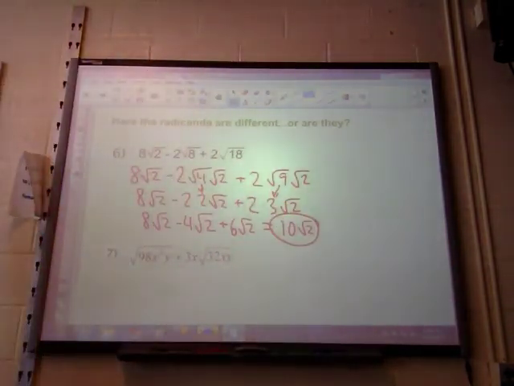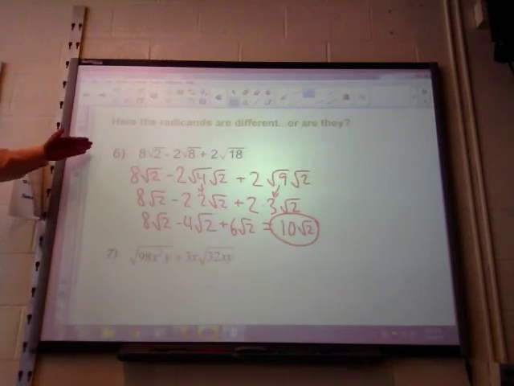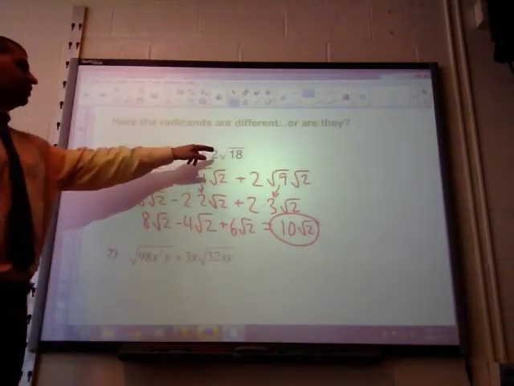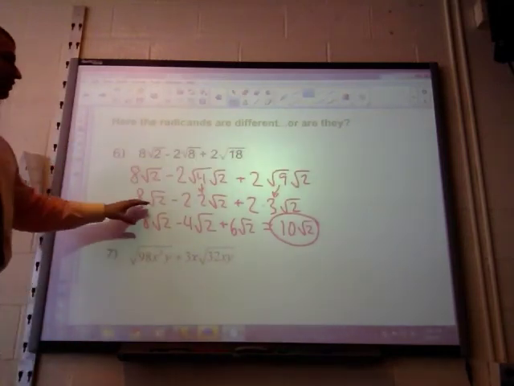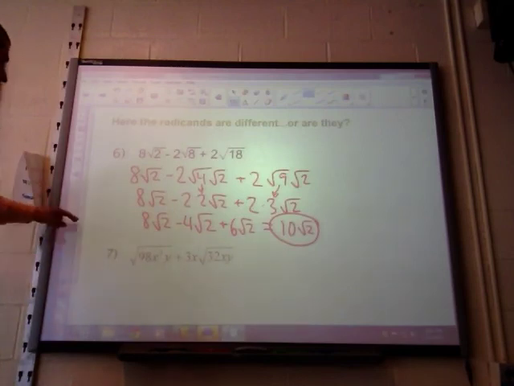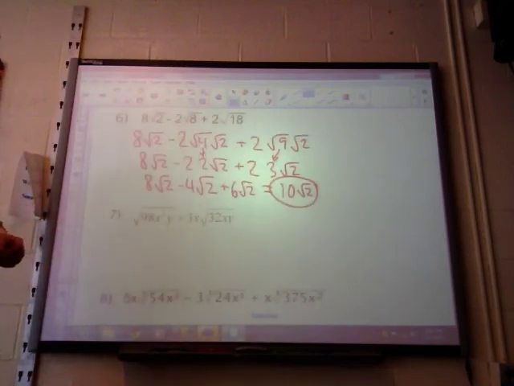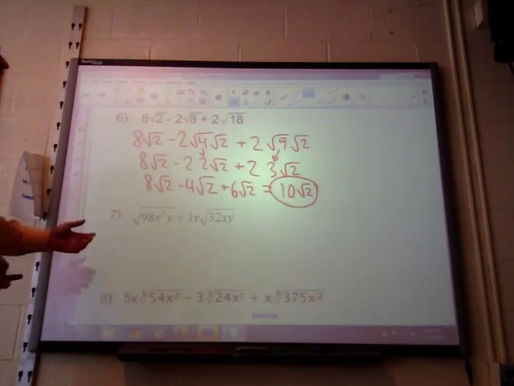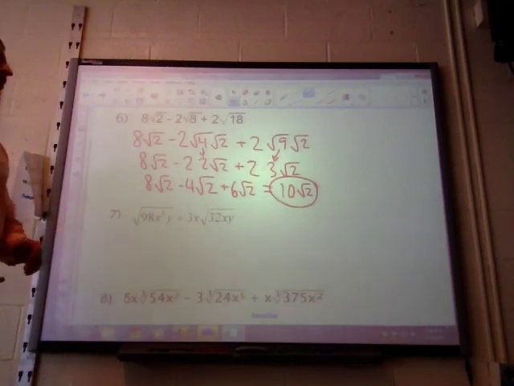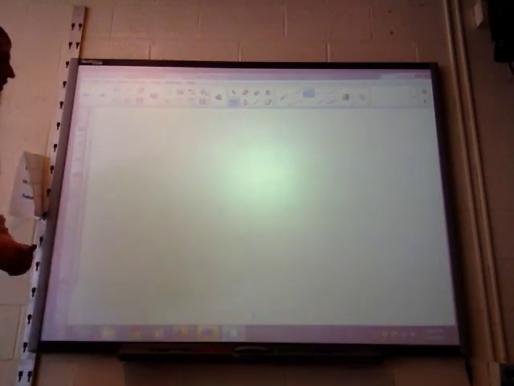So while that problem initially looks like something you cannot do, once you simplify all these to their simplest form, it's a very easy addition-subtraction problem. And I believe you guys can all do number 7 and 8. Although they appear to be bigger, if you simplify them down, you'll be just fine. All right, that's it.